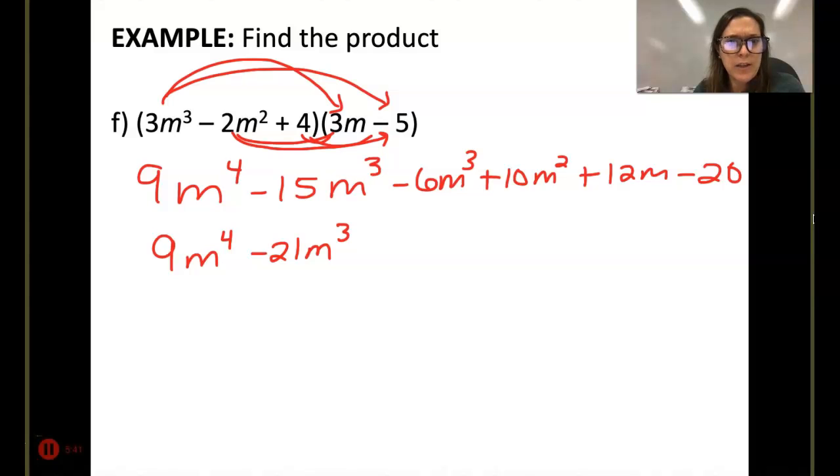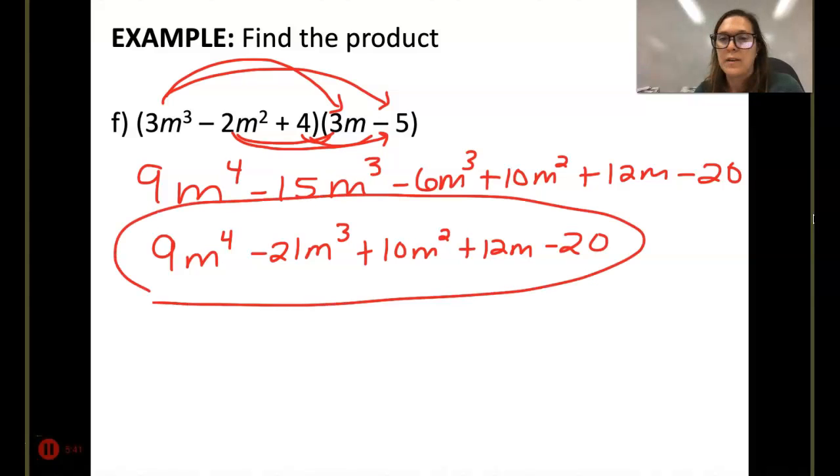Does that sound about accurate? Negative 10, yeah, I guess so. So plus 10m squared. And then we've got just the 12m. And then the minus 20. Done. Answer. Circle it.